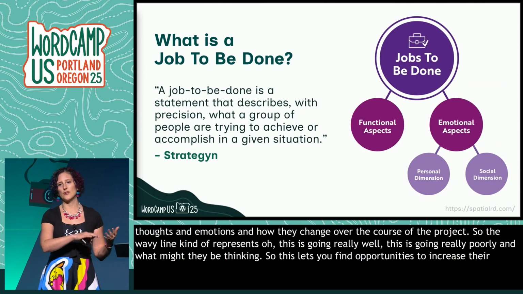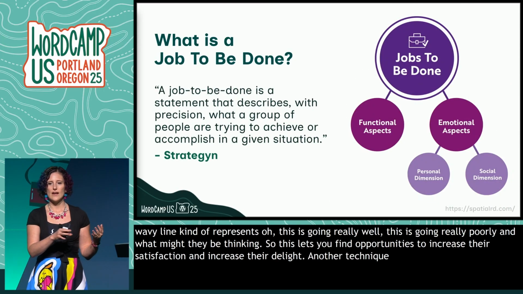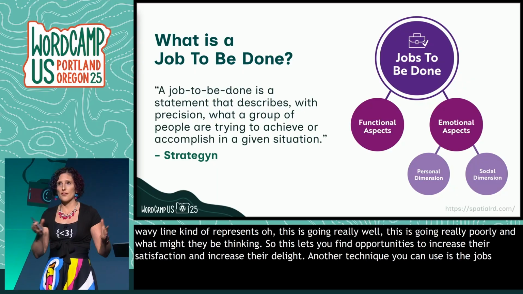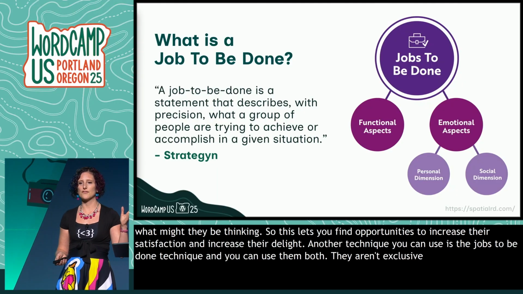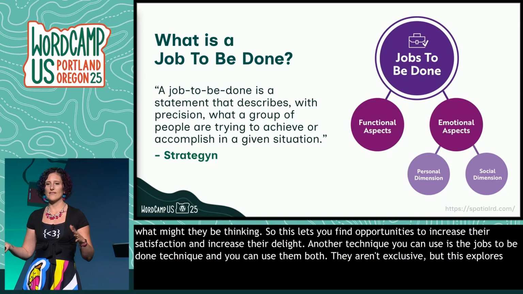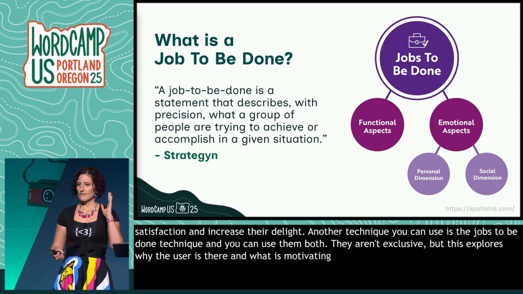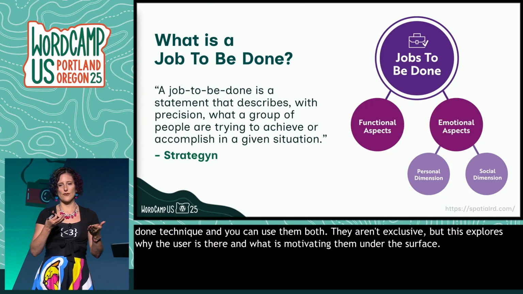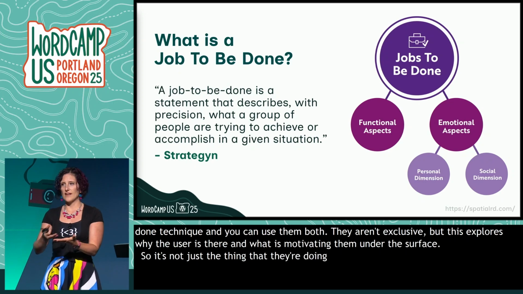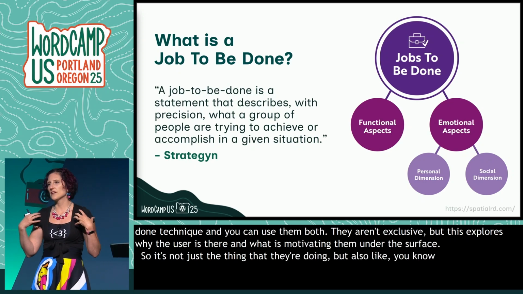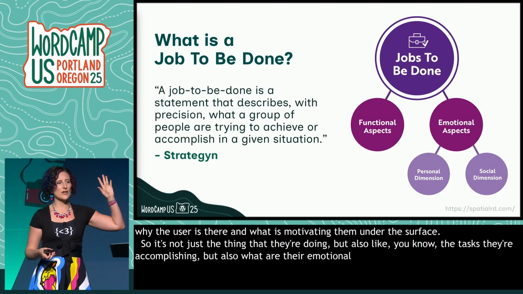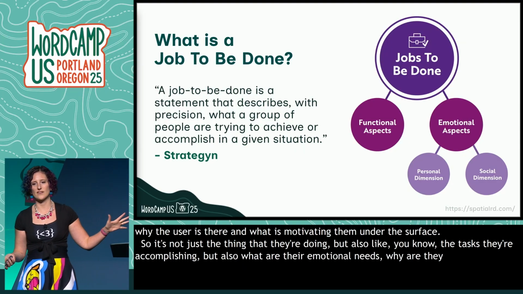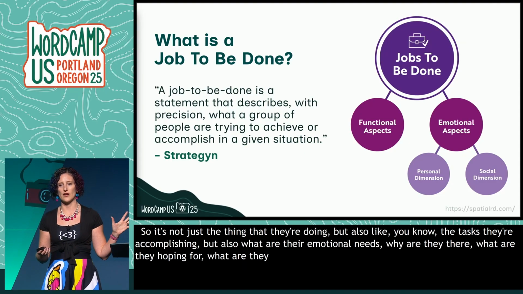Another technique you can use is the jobs to be done technique. And you can use them both. They aren't exclusive, but this explores why the user is there and what is motivating them under the surface. So it's not just the thing that they're doing, or the task they're accomplishing, but also what their emotional needs are. Why are they there? What are they hoping for? What are they afraid of? We're going to use this one to explore potential examples for people on a content managed site.